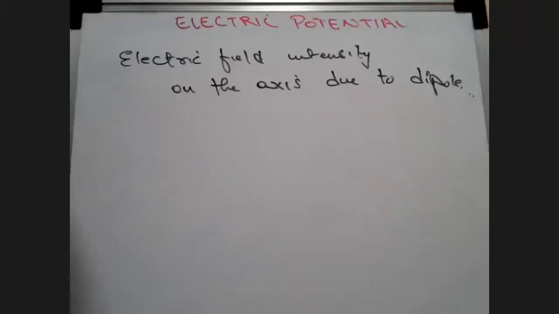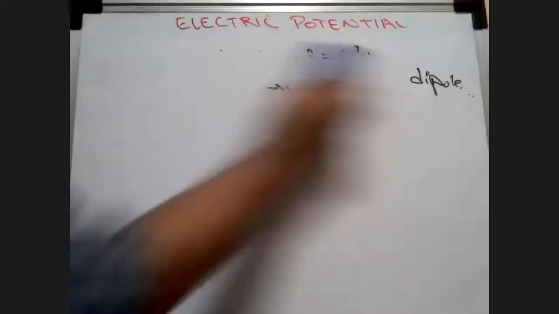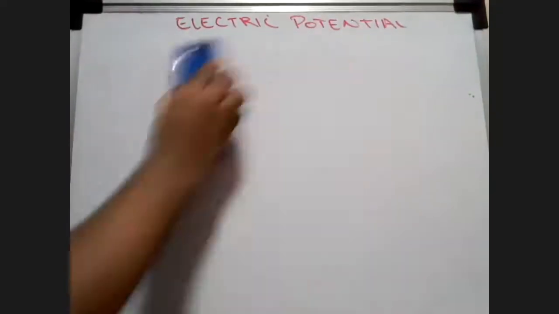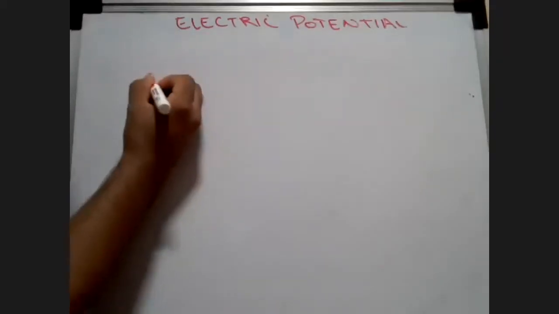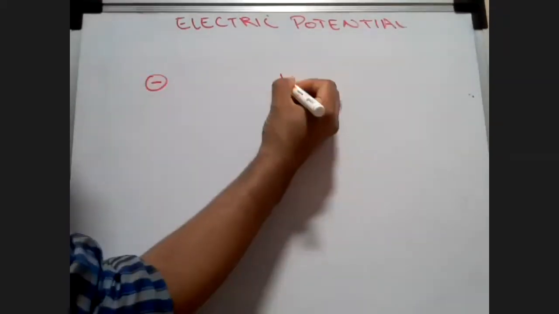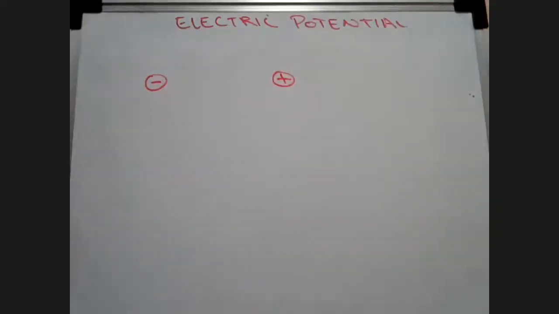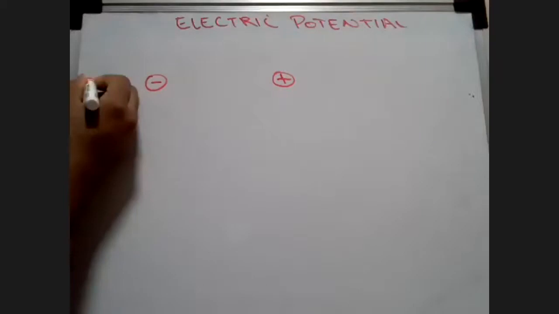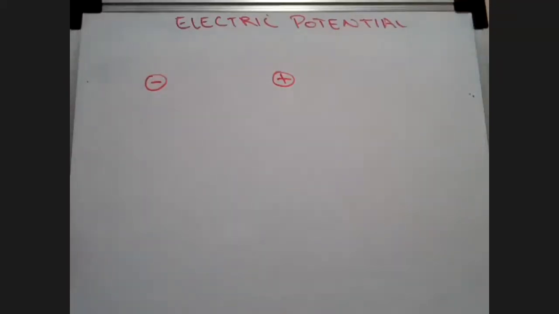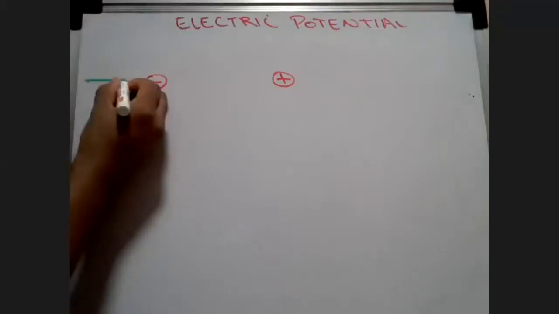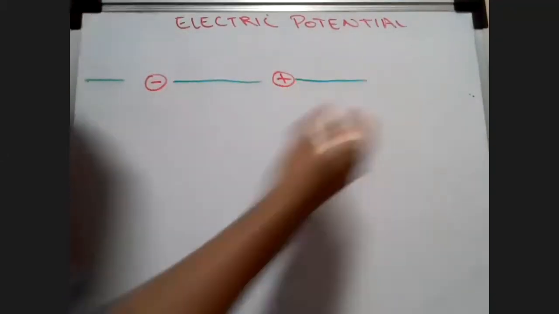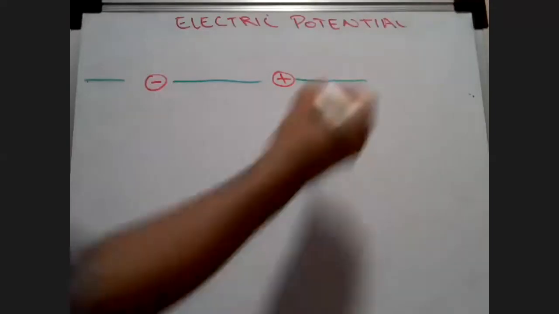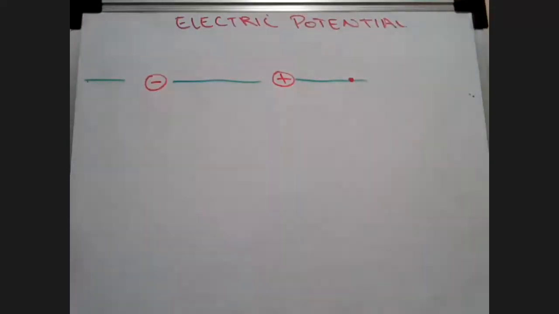So let's do that. Let's say that I have a small dipole on the x-axis, and I have a negative charge over here and a positive charge over here. I will take another color and draw the axis. I have to find the electric field intensity at this point.